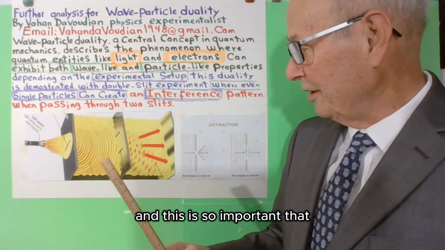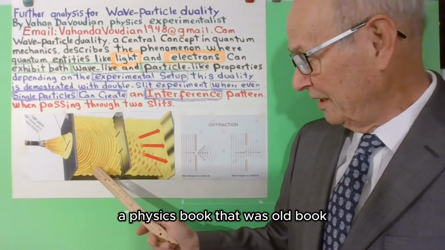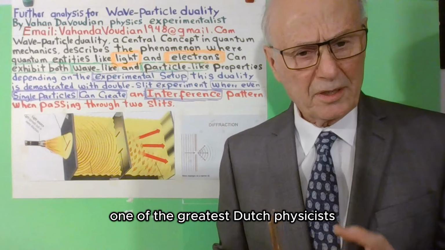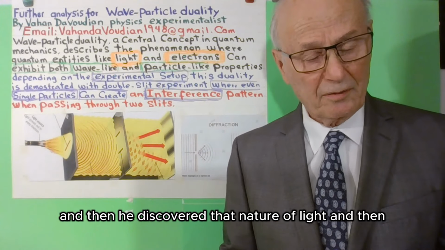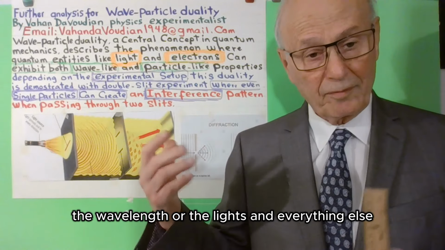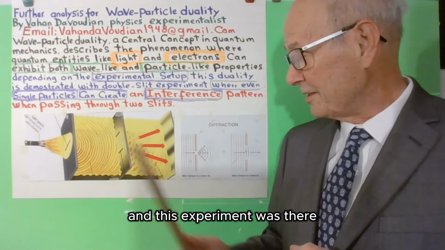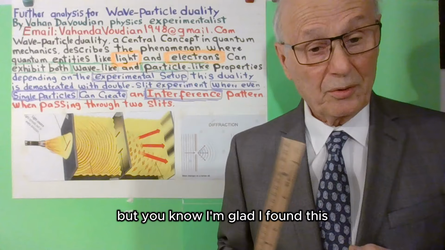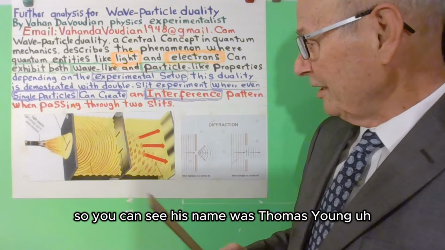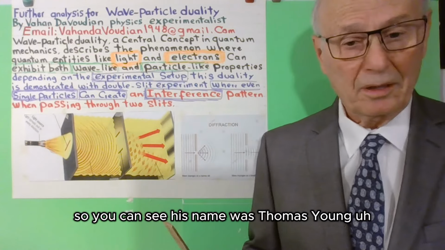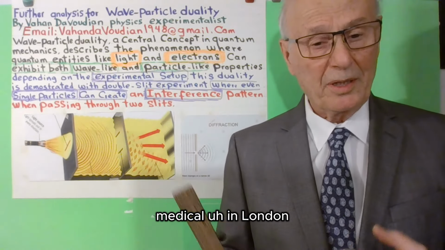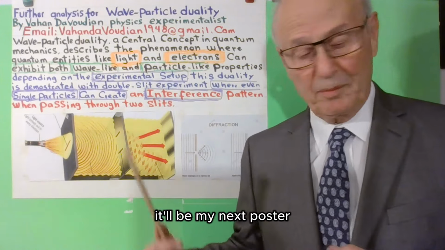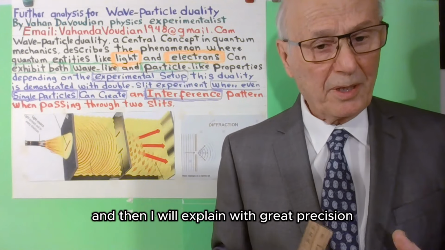This is so important that I found this in a physics book. It was an old book, and it mentioned Christian Huygens, one of the greatest Dutch physicists, who discovered the nature of light and the wavelength of light and everything else, and this experiment was there. Like I said, it was a very old book, but I'm glad I found this. So you can see his name was Thomas Young. He was a medical doctor in London. That's why he started his double slit experiment. It'll be my next poster, and then I will explain with great precision.